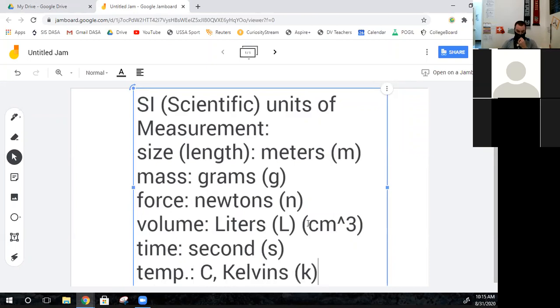A Kelvin was a dude, Lord Kelvin. No, I'm just kidding. Oh, that's your open secret.